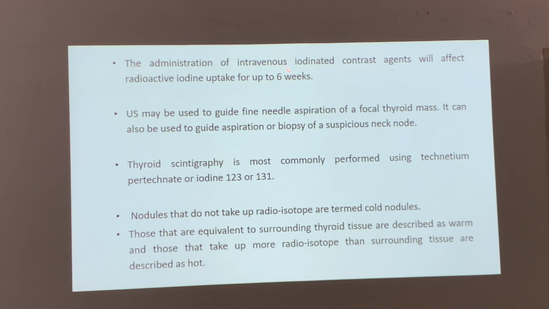Ultrasound may be used to guide fine needle aspiration of a focal thyroid mass. It can also be used to guide aspiration or biopsy of a suspicious neck node. Thyroid scintigraphy is most commonly performed using technetium pertechnetate or iodine 123 or 131. Nodules that do not take up radioisotope are termed cold nodules. Those that are equivalent to surrounding thyroid tissue are described as warm, and those that take up more radioisotope than surrounding tissue are described as hot.